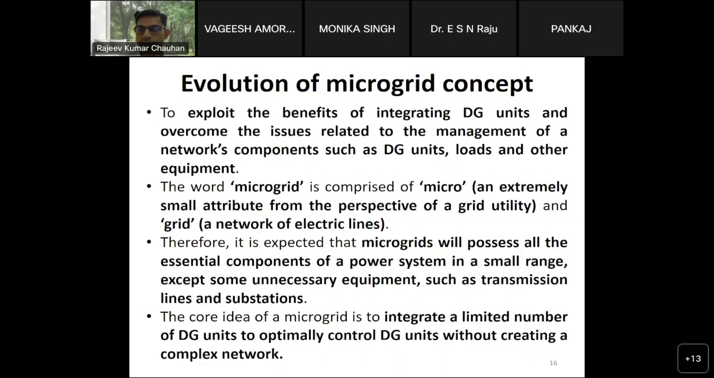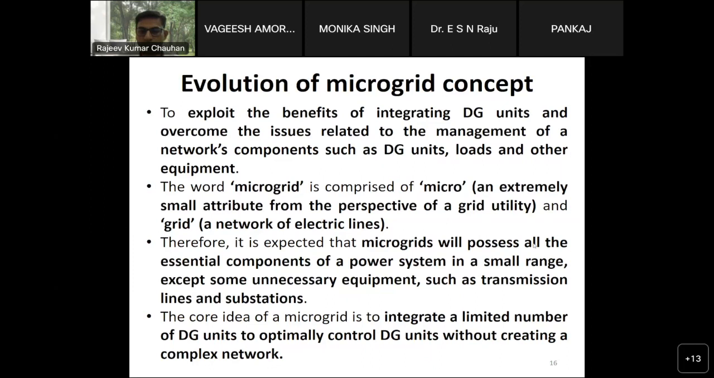So the word microgrid, if you observe, has two words. One is micro, another one is grid. Micro is mainly providing the extremely small attribute from the grid point of view. And when we see the grid, it is having the network of the electrical lines. Therefore, a microgrid will have a small scale power system network, which is having generation, distribution and load. We will not have any transmission like in the conventional power system network.